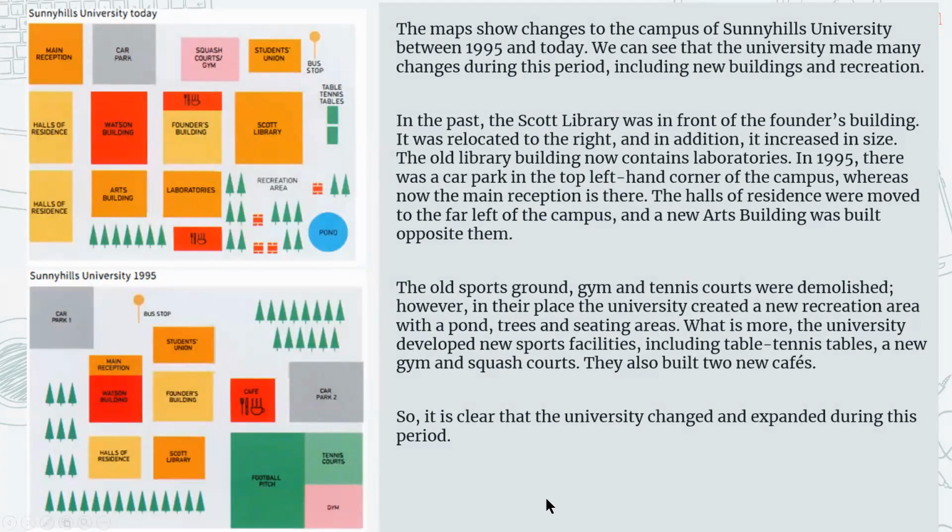This is the report. The maps show changes to the campus of Sunny Hills University between 1995 and today. We can see that the university made many changes during this period, including new buildings and recreation. So this sentence is not passive, it's in the active voice. In the past, the Scott Library was in front of the founders building.